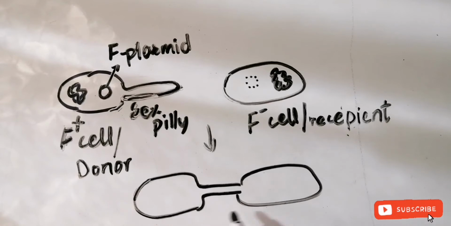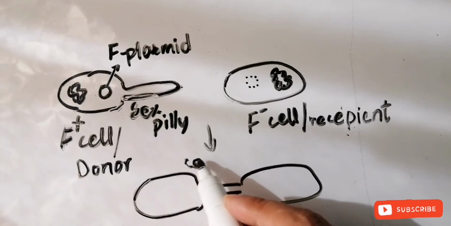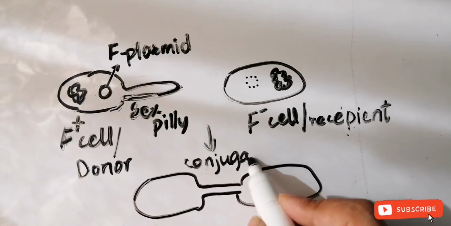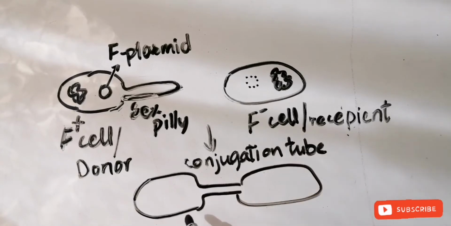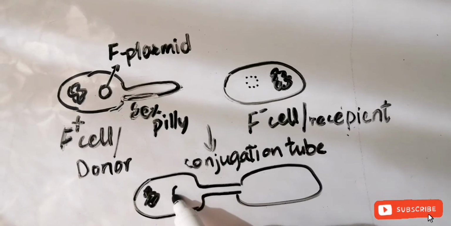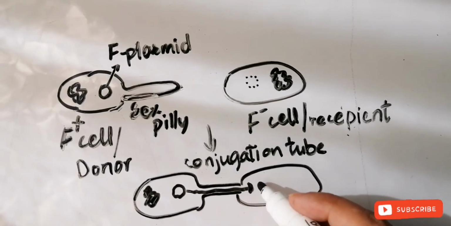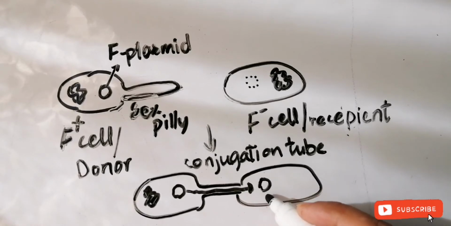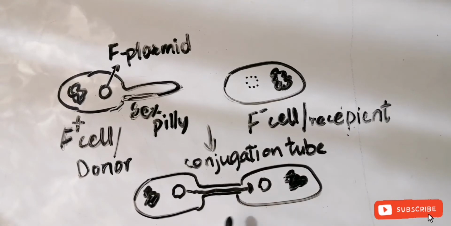This is the F positive cell, this is the F negative cell, and they are connected with the help of a conjugation tube. The tube that is involved in the process of conjugation, the exchange of genetic material. This is the chromosomal part, this is the plasmid, and it's going to be transferred here. It replicates. Plasmid is a self-replicating material. This is the new F plasmid in this cell, and this is the chromosome of this bacteria. So now they seem identical.